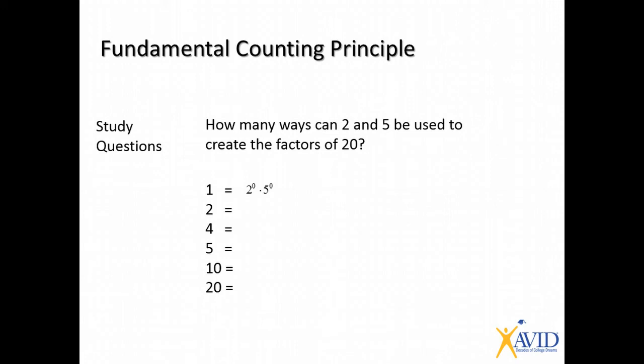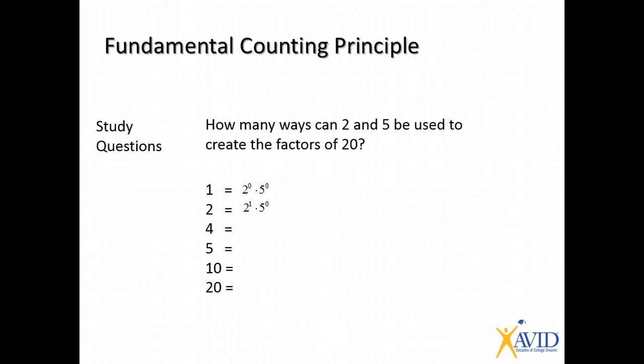If you look at the number 1, you can see that one way is for it to equal 2 to the 0 power, which is equal to 1, times 5 to the 0 power, which is also equal to 1. 1 times 1 equals 1. As another example, we can see that 2 is made up from 2 to the 1 power, which is equal to 2, times 5 to the 0 power, which is equal to 1. 2 times 1 equals 2.